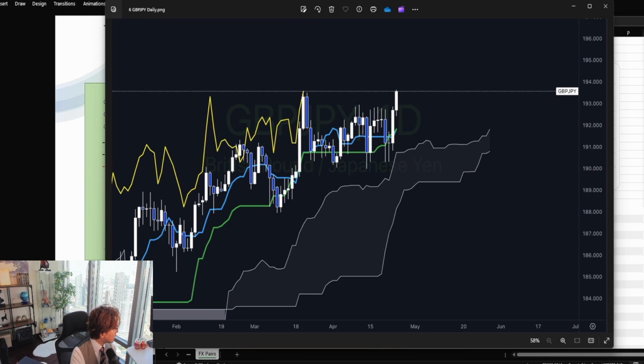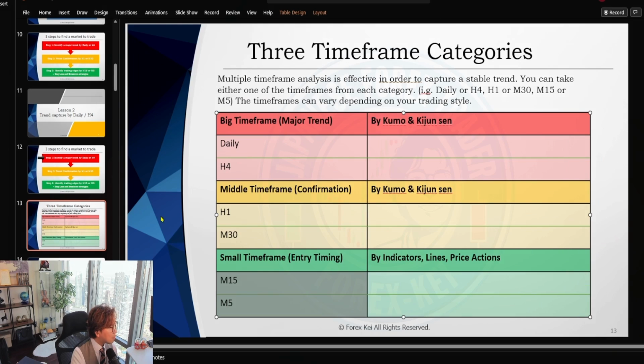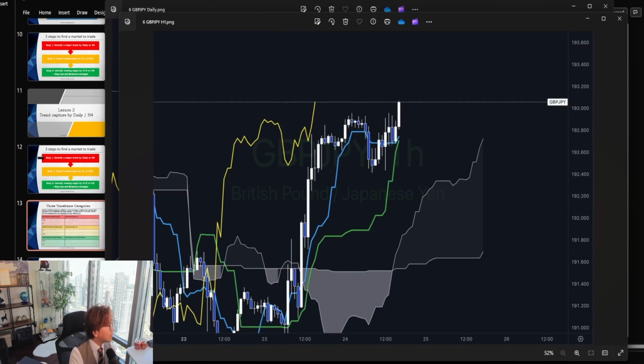And also, after checking the daily time frame, it was bullish. And once I confirm the daily time frame to be bullish, then I check either 1 hour or M30 to see whether it is trending or not. Whenever I check entries, I check the lower time frames, but before that, I check what I call the middle time frames. So when I was about to enter the trade, I checked 1 hour, and 1 hour looked like this.